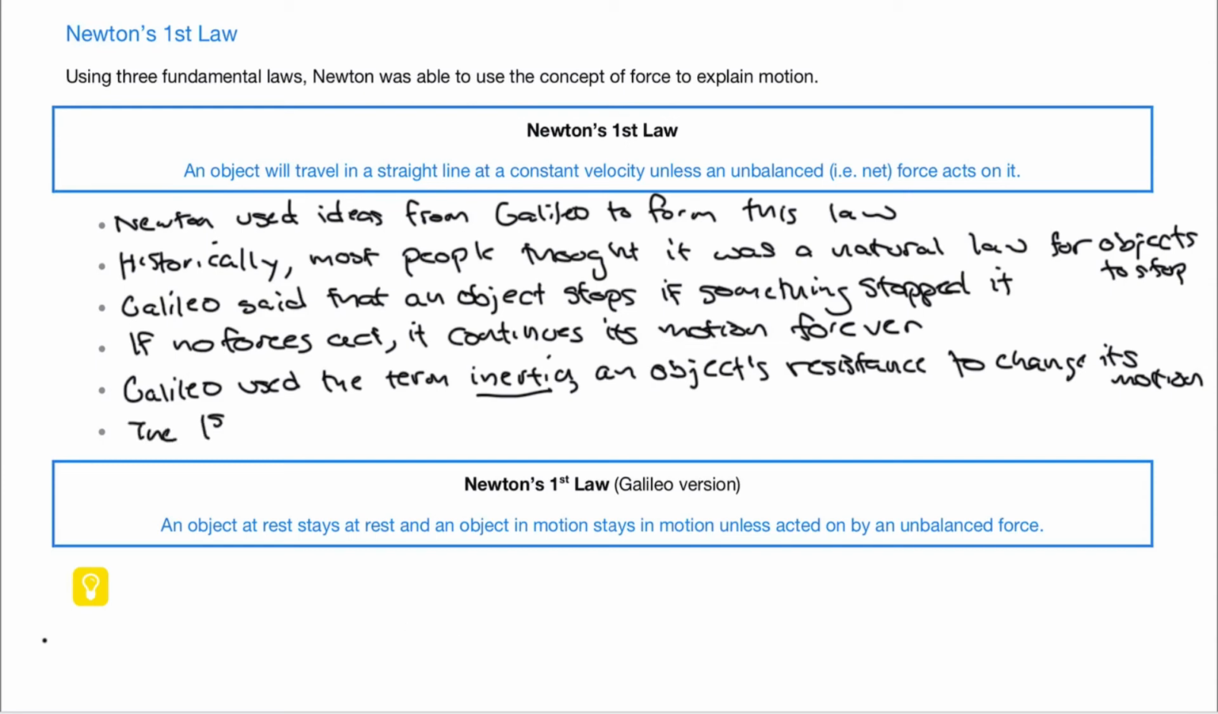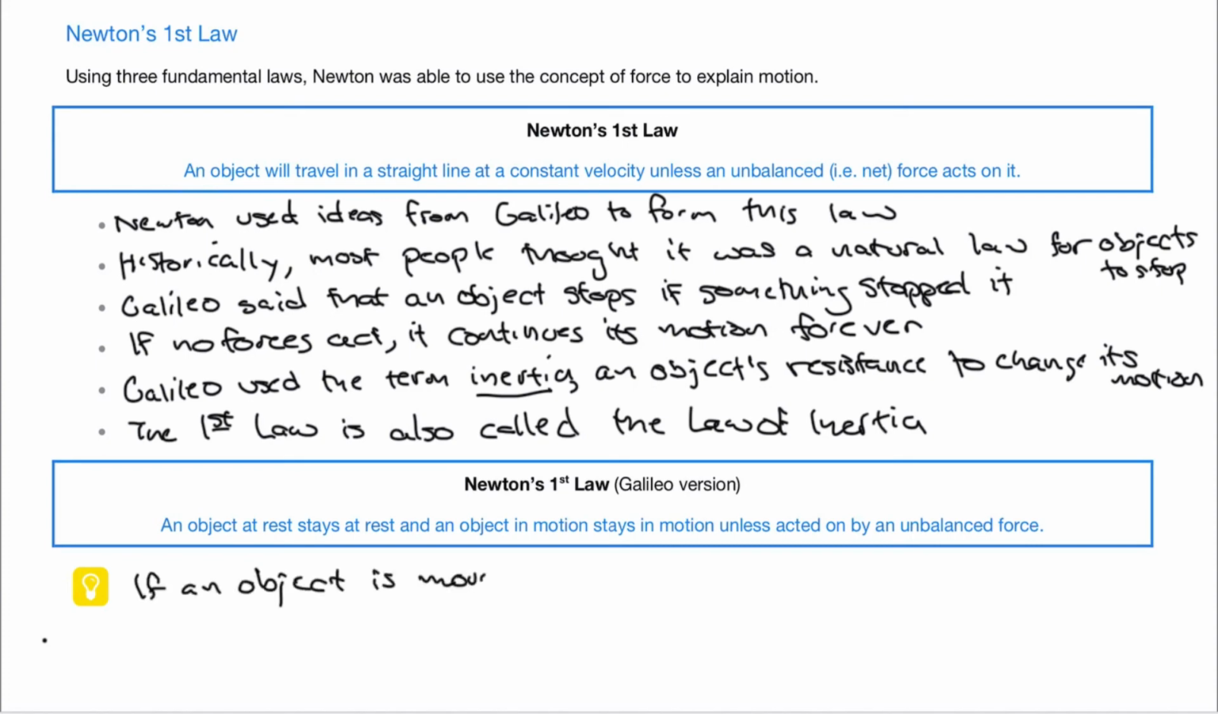And so the first law can often be rephrased as the law of inertia, and you're probably familiar with this first statement of it. An object at rest stays at rest, and an object in motion stays in motion unless acted on by an unbalanced force. And this captures Galileo's notion that an object will continue its motion forever unless an outside force causes its motion to be disrupted. And so the key tip here is that if an object is moving to the right, that doesn't necessitate a force to the right.